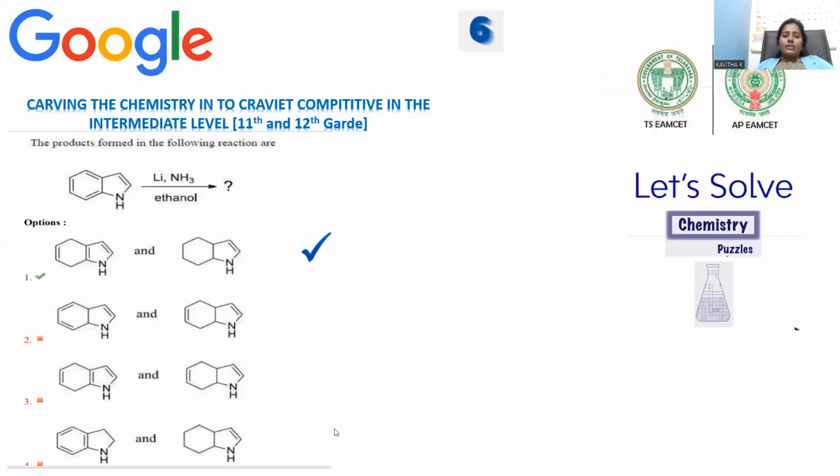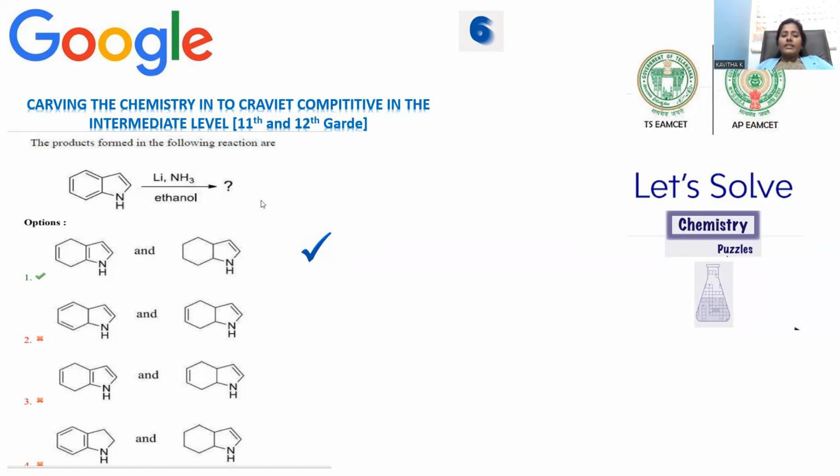Move on to question number 6. Question number 6 is collected from the Telangana Gurukulam Degree College Lecturer Entrance Examination. A heterocyclic compound was taken, that is called indole. Now it's subjected to reduction in the presence of metal lithium and liquid ammonia. Ethanol is the solvent over there. Indole is treated with lithium dissolved in liquid ammonia, with ethanol as the solvent media.